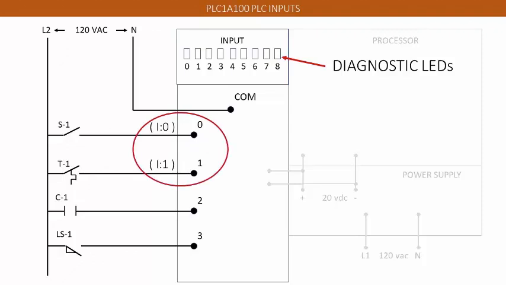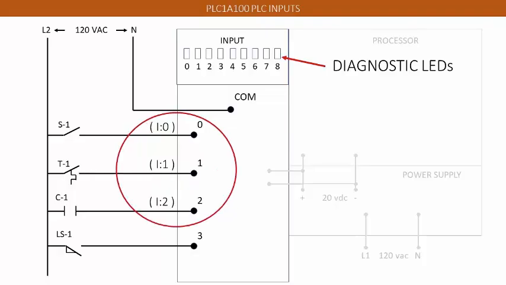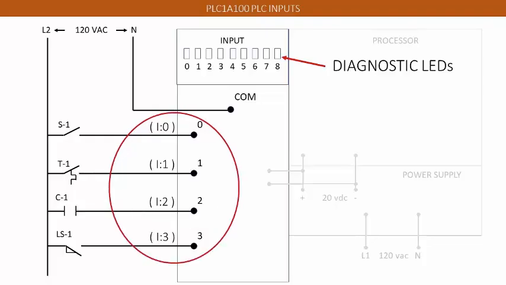Following this protocol, thermostat T1 is wired to terminal 1 and has reference to I:1. Notice that the open set of contacts labeled C1 is wired to PLC input terminal 2 and has reference to I:2. The limit switch LS1 is wired to PLC input screw terminal number 3 and has reference to I:3.